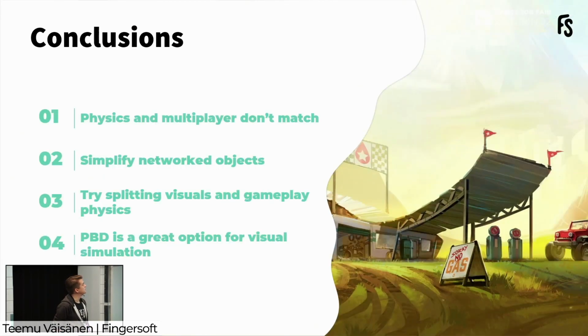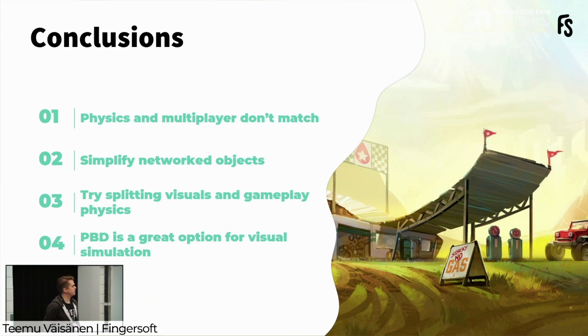What else? Okay, conclusions. Yeah, I would say that physics and multiplayer don't match. It's an extremely difficult issue to try to fix all the cases. And this is not an end-all solution to any multiplayer game, but it is a small part of the equation that you might want to consider. And next, I would say that you probably want to simplify the network objects in general, not only because of the physics side of things, but of course you also want to reduce, for example, the bandwidth the game requires to update everything.